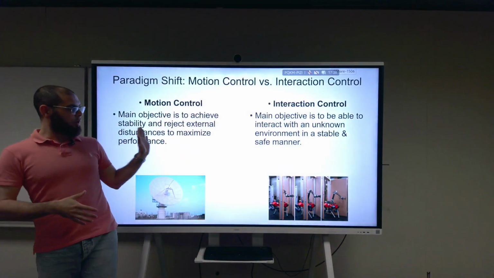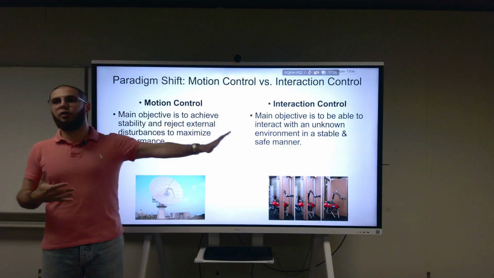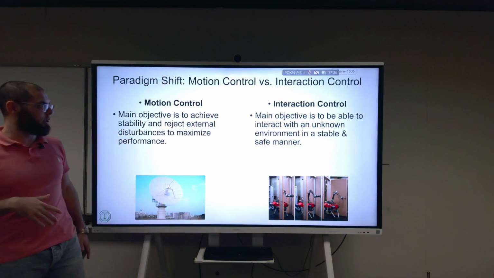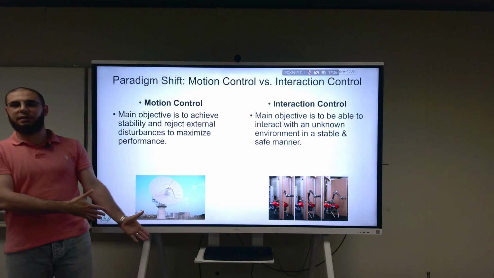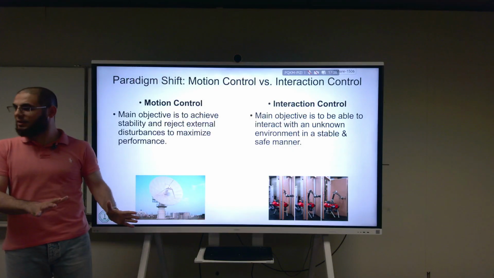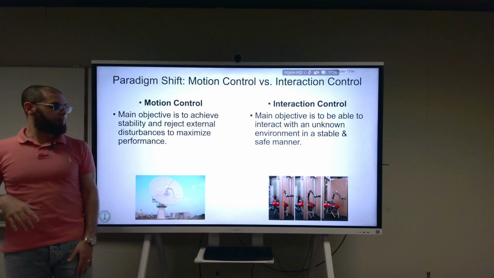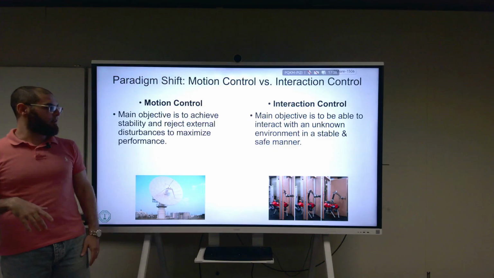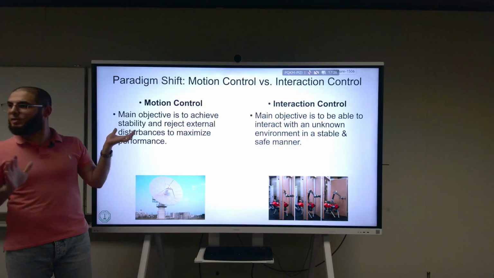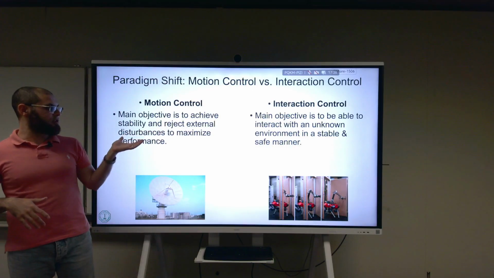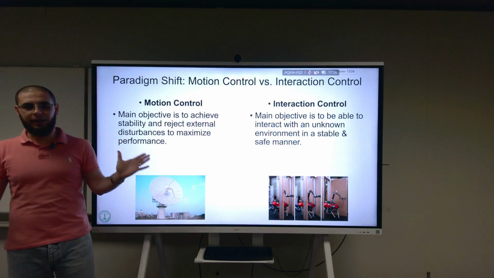Now let's compare: if you want to do motion control, how is it different from interaction control? Let's take them one point at a time. Starting with motion control, let's say you have a tracking satellite. It's mechanical still. You want it to track something in the sky, or to have some certain desired angle. The main objective in a motion controller is that you want to achieve stability, you want to reject external disturbances, and you want to maximize performance. You all agree? Typical requirements.